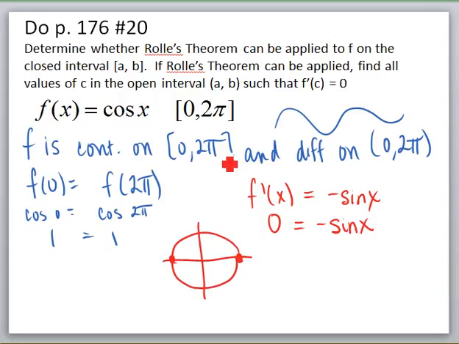Now, the 0 and the 2 pi are already parts of our endpoint. They're already our endpoints. So the c value we're looking for is when x is pi. This is our c value. It's the only one. The other two are the endpoints.